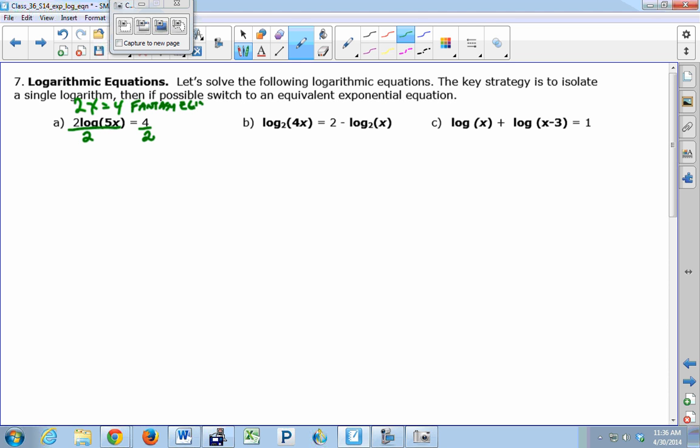Okay. When I divide by 2 on both sides, I'm left with log 5x equals 2. Now, guess what, folks? Log equations are easier. Yeah, right, Linda. They're easier to solve. Why are they easier to solve? Because I can take this log equation and I can write its equivalent exponential form, right?